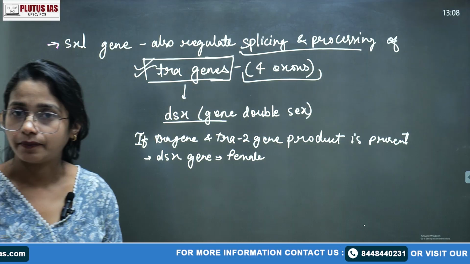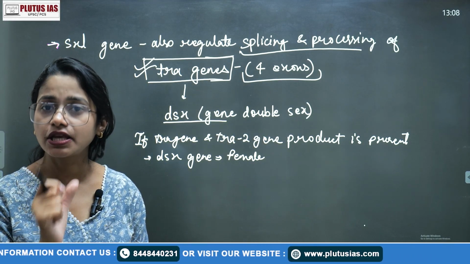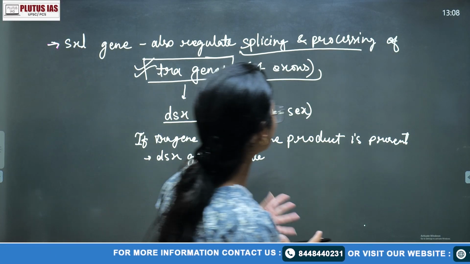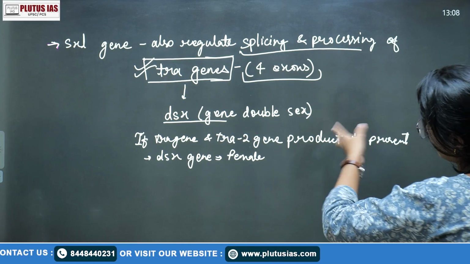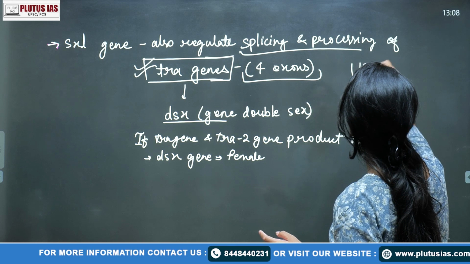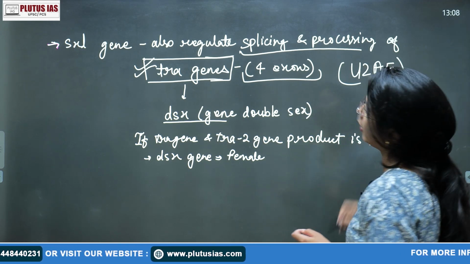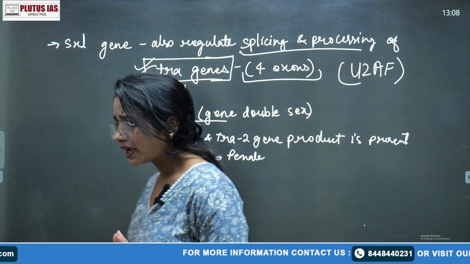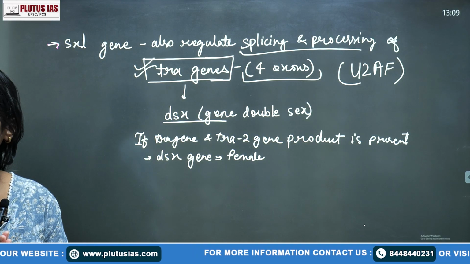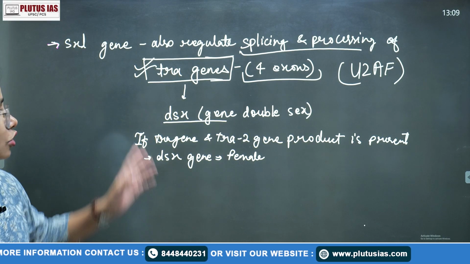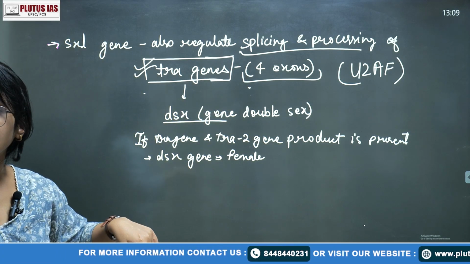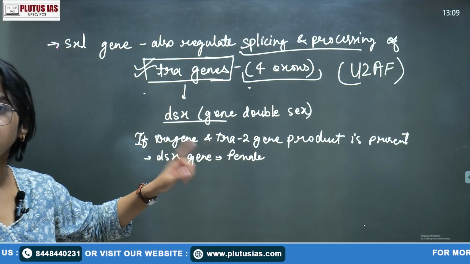But in the female, remember, the splicing of the second intron will not occur. There is one more factor, U2AF. U2AF is a binding factor which goes and binds to and stops that splicing. So in females, it binds and the splicing cannot happen. If the TRA gene has all 4 exons, then it is forming the male. If that splicing has not happened, then it is forming the female.